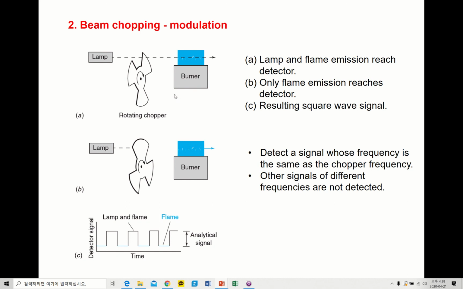The idea of beam chopping is that it must be done right after the lamp. If you place this rotating chopper after the flame, there's no use, because the flame signal is also modulated by this chopper. So the basic principle of using this chopper is to place it as close to the lamp as possible. That gives the best signal.